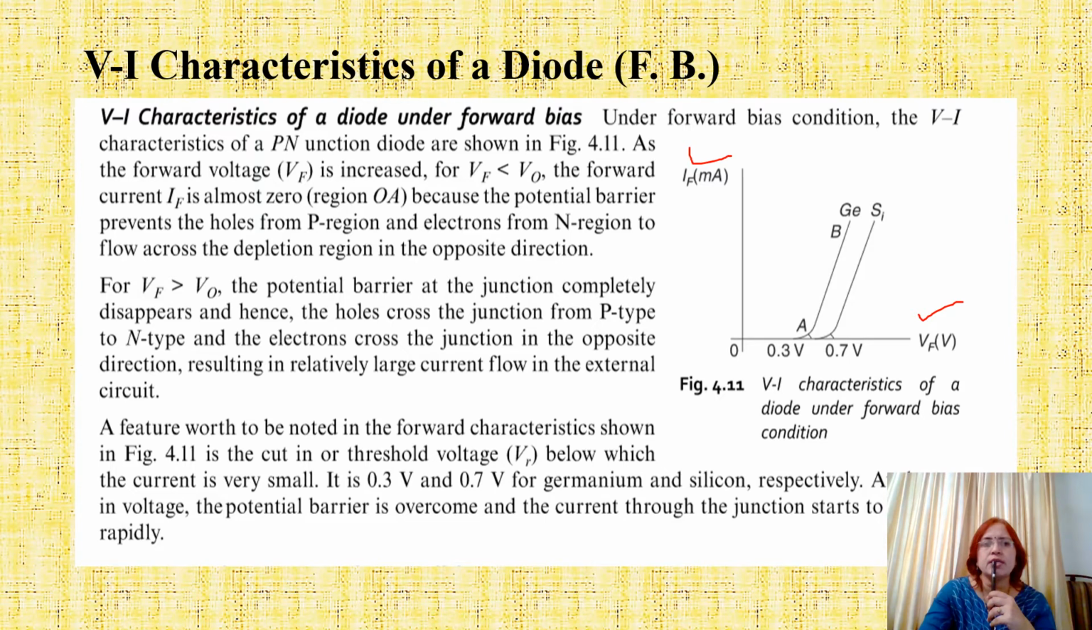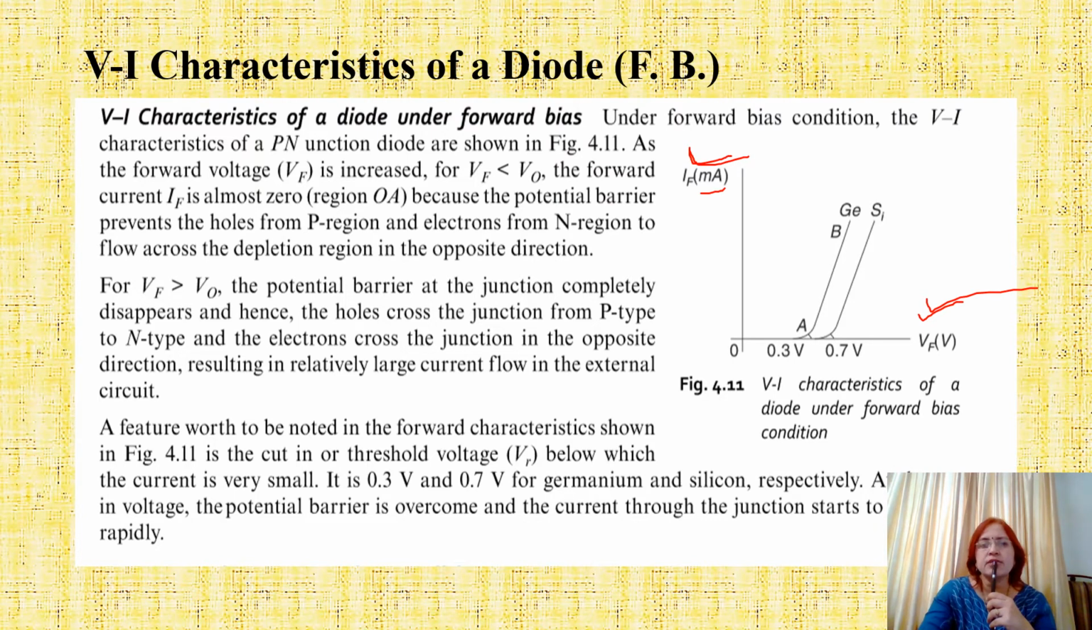Next, we have to see VI characteristic of a diode under forward bias condition. So here VF is forward voltage and IF is forward current of a diode. The forward current of a diode is in the milliampere range. So when we study this characteristic, there are two cases we have to consider. The first case is when this forward voltage VF is less than the barrier potential VO. And second case will be when the forward voltage VF is greater than the barrier potential VO.